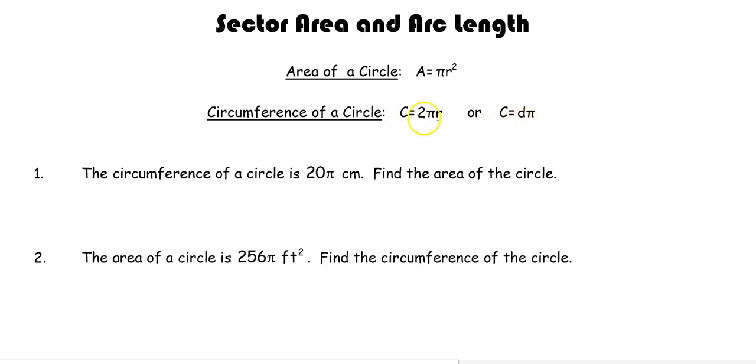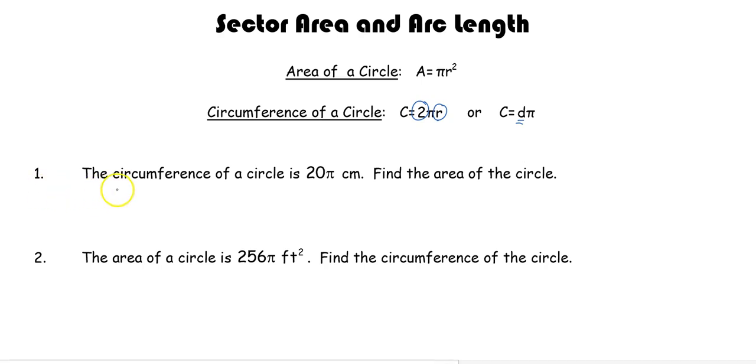These are representing the same thing because the length of 2 radii is equal to the diameter. So they are the exact same formula. People just like to look at them from a different perspective. We're going to problem solve with these formulas.